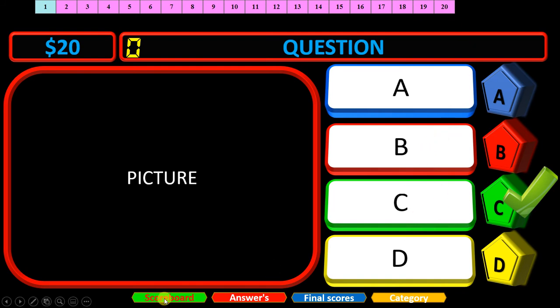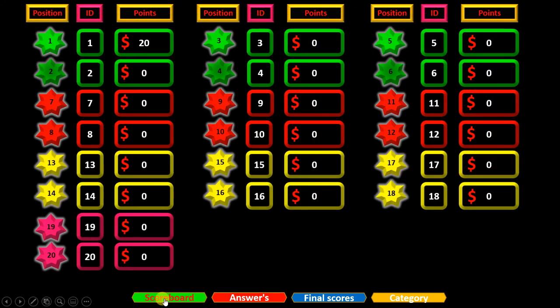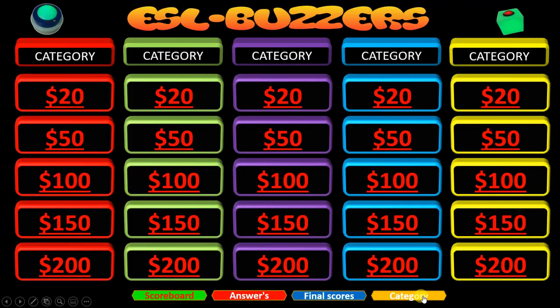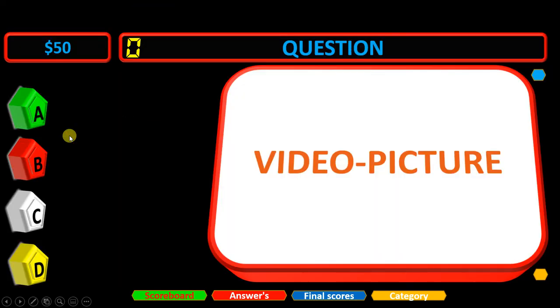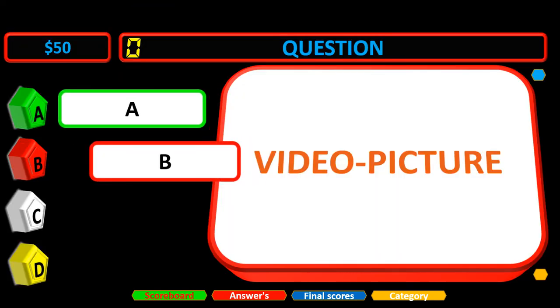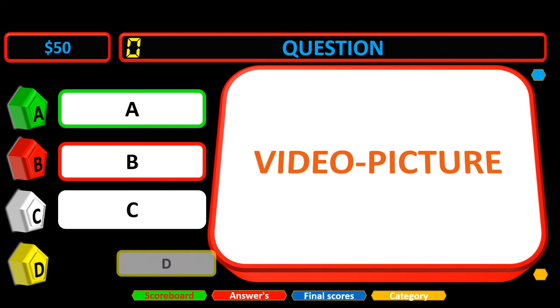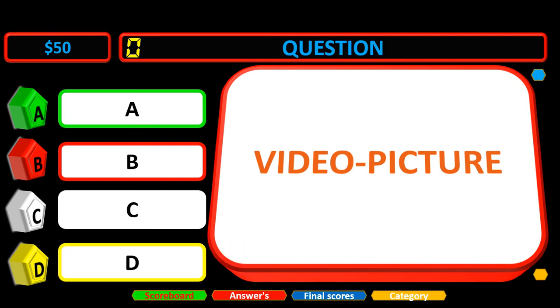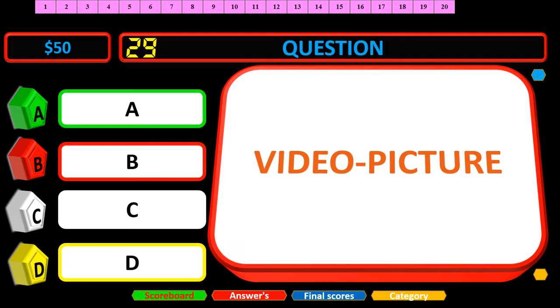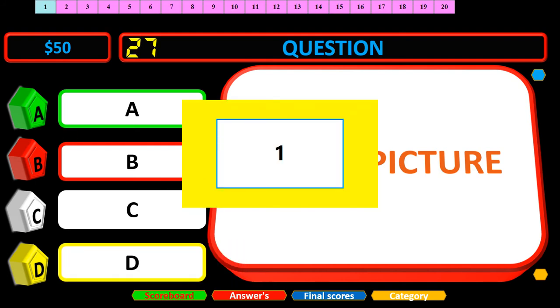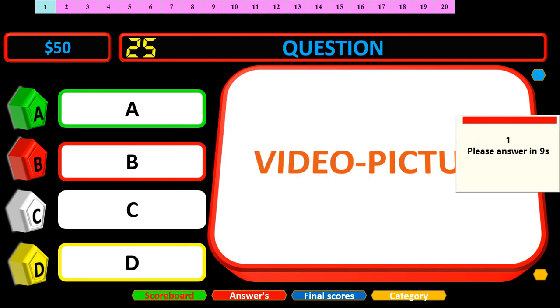So we'll go to scoreboard. There you go, it's added the 20 points. Let's go back to the category. Choose 50. Press downwards on the host remote. You then read your question. Play on the host remote. Players choose from A, B, C or D.